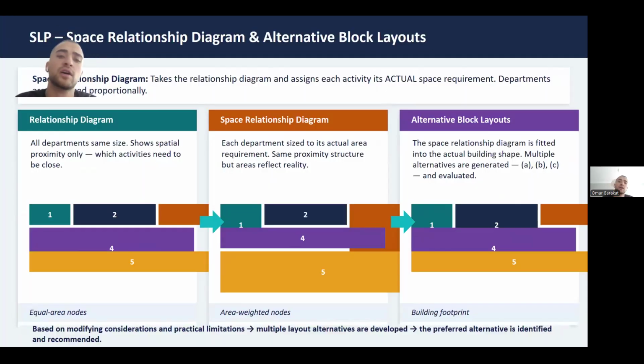So, now let's talk about alternative block layouts and preferred layouts. Multiple alternative block layouts are generated from the space relationship diagram. Each one is a valid layout. It respects the proximity requirements and fits within the building. But they differ in which departments end up adjacent, which end up far apart, and how aisles are configured. Based on modifying considerations, aisle requirements, building columns, safety regulations, expansion plans, and practical limitations, the alternatives are evaluated using objective functions. The preferred alternative is then identified and recommended for implementation.